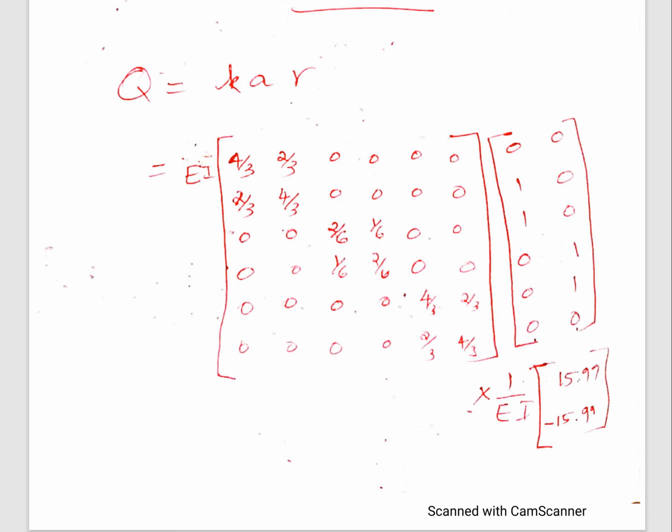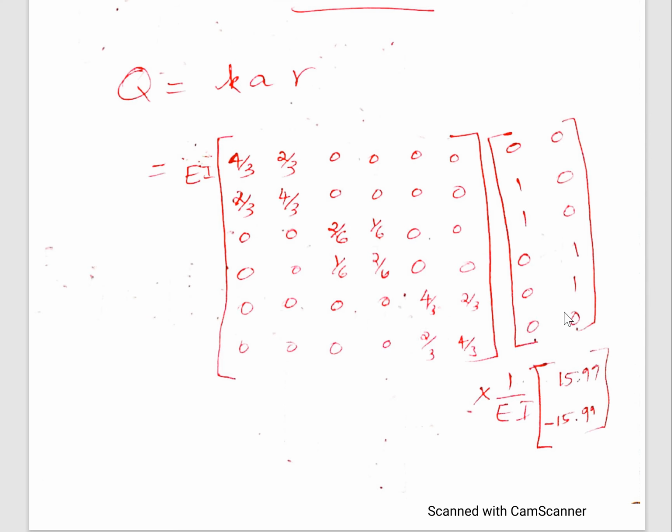Now to obtain the element forces, capital Q is equal to small k into small a into small r. So substitute the total element stiffness matrix. We already know how to form the total element stiffness matrix for a frame or beam with 3 elements. Here we have 3 elements, so it will be a 6 by 6 matrix. Multiply with the A. The displacement transformation matrix includes all the coordinates 1, 2, 3, 4, 5, 6.